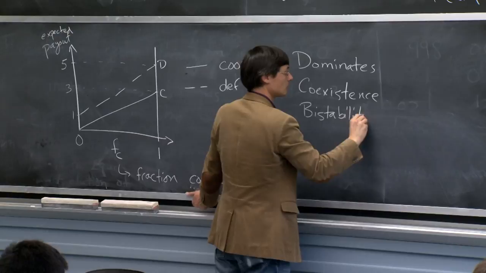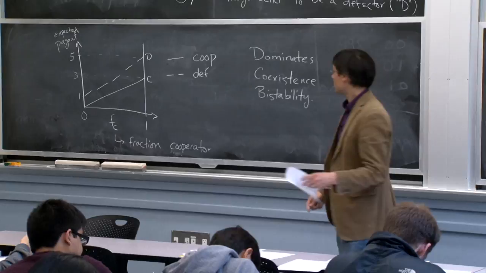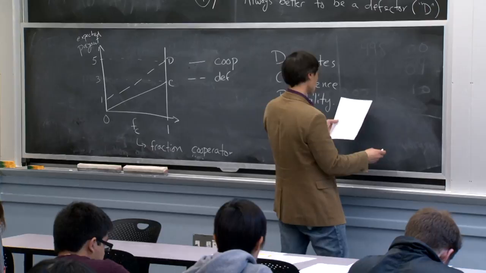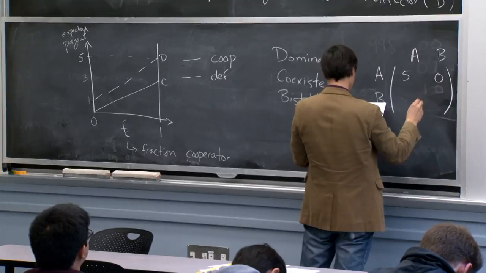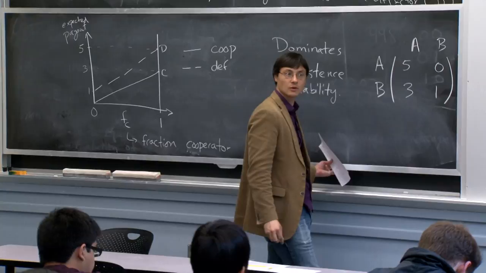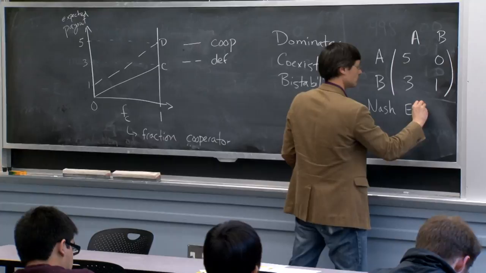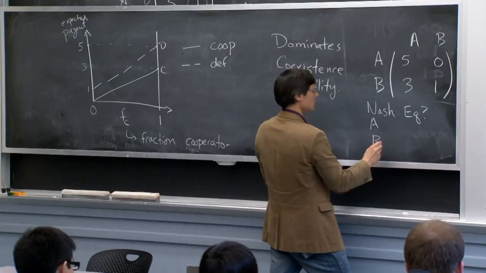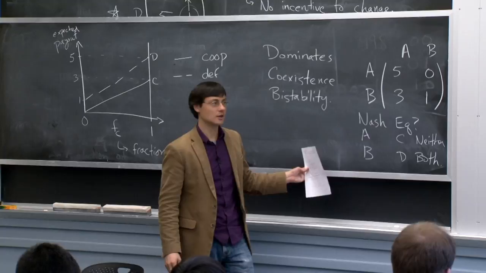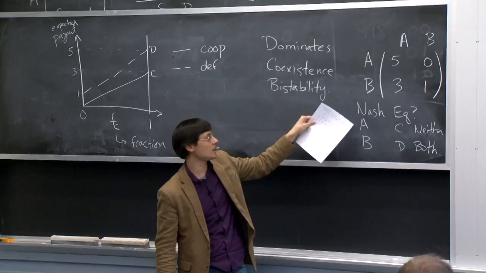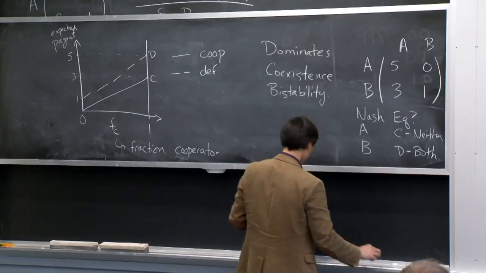So I'll give you another example of this. Now we're just going to have two strategies, and we'll call them A and B. And the question is, what is the Nash equilibrium? Is it A, B, or C, which means neither, or D, which means both? Do you understand? So if this is the game or this is the interaction, is the Nash equilibrium A, or is it B? If you vote C, it means neither. D means both. Do you understand the question? Okay, I'll give you 30 seconds to think about it.